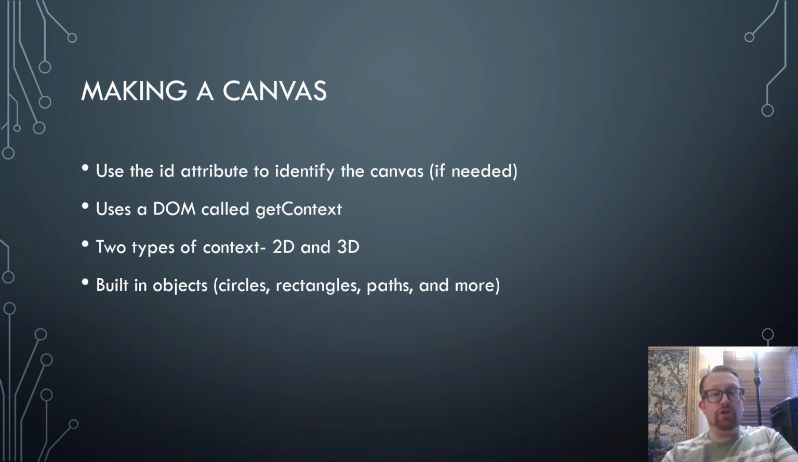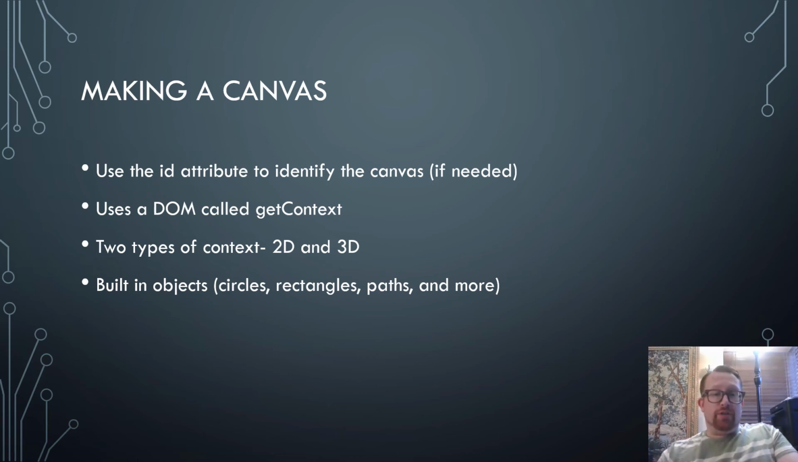As I mentioned, you use the ID attribute to identify the canvas if needed. That's particularly useful whenever you start programming for JavaScript. It uses a DOM method called getContext. That getContext allows for two types of context, 2D and 3D. This is useful whenever you are developing your JavaScript for this canvas. If you want a 2D object, you would use 2D, but if you're going to make a game or something along those lines, you would use 3D.